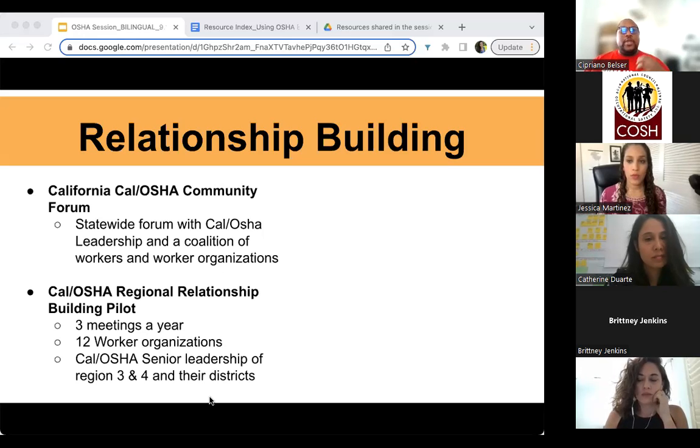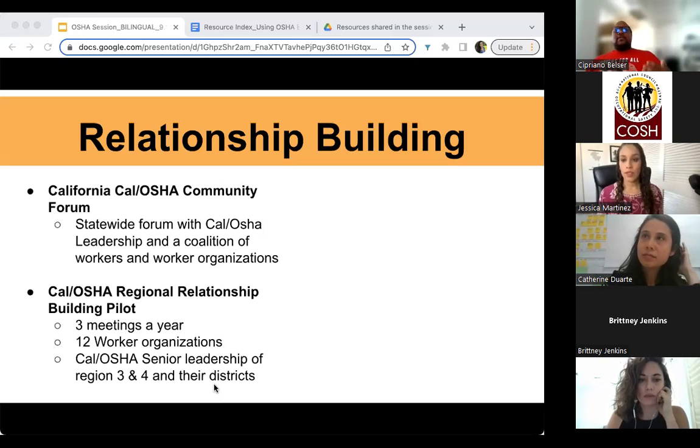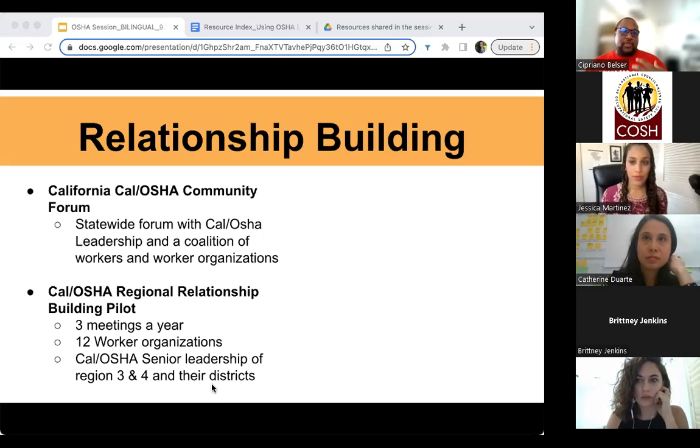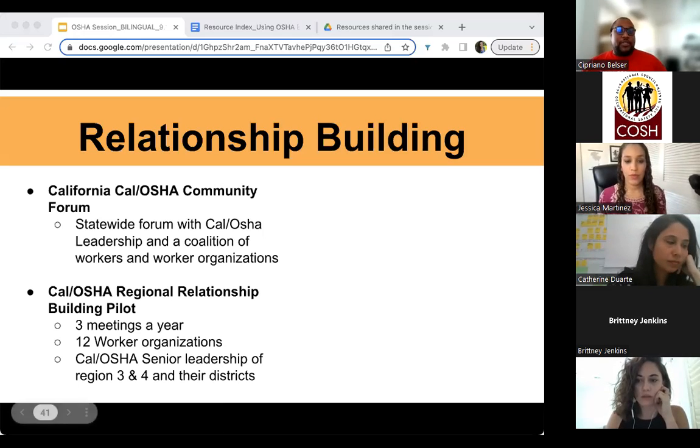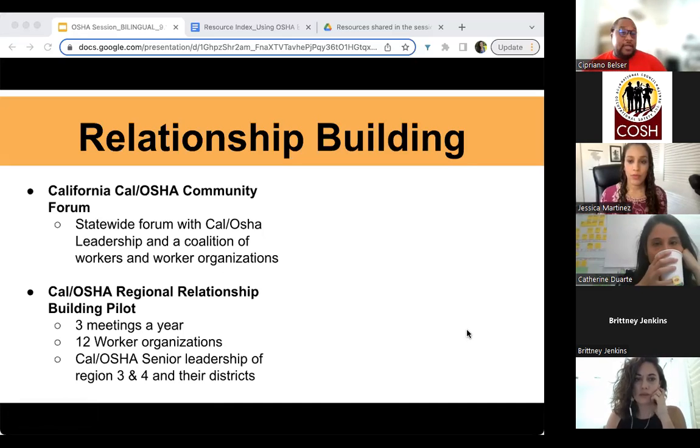And we wanted to replicate that on a local level. So we began our Cal OSHA regional relationship building pilot here in Southern California across regions 3 and 4, which is the greater LA area and the Inland Empire. In building out this pilot, we've agreed to 3 meetings a year where we bring to the table 12 worker organizations in highly impacted industries and communities with the Cal OSHA senior leadership of Region 3 and 4 and the districts within.